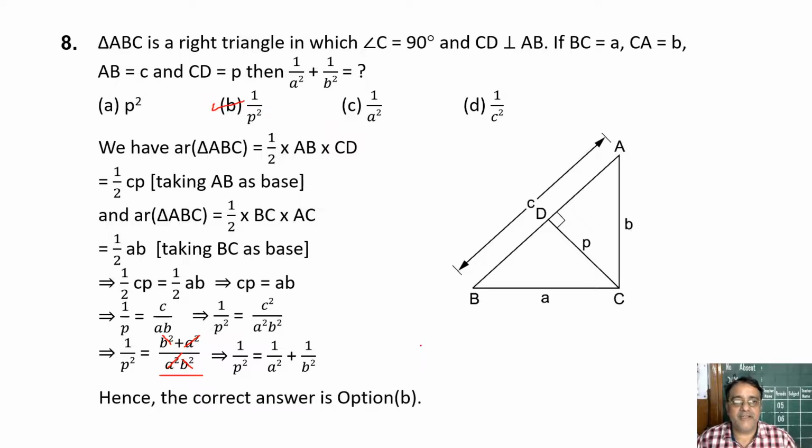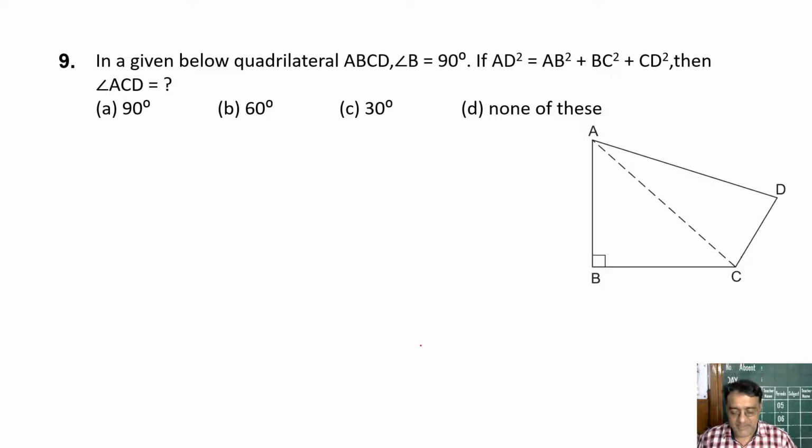So this is question number 8. Now we are moving toward question number 9. In the given figure, quadrilateral ABCD, angle B is 90 degrees. If AD square is equal to AB square plus BC square plus CD square, then the angle ACD is equal to dash. So 90 degrees, 60 degrees, 30 degrees, none of these options are there.